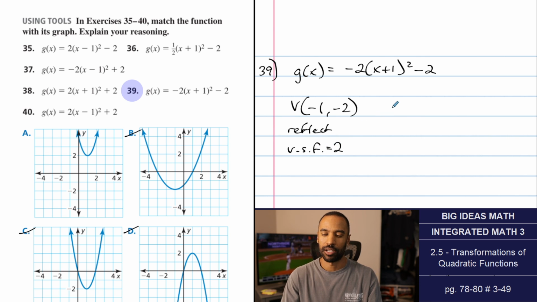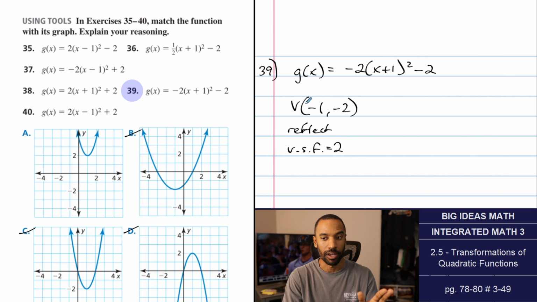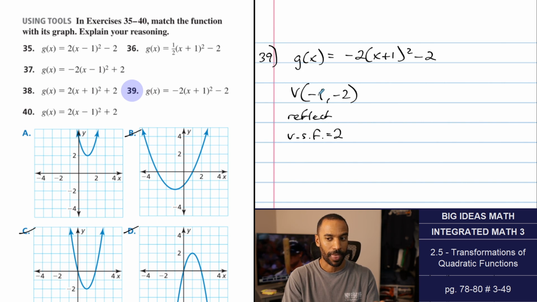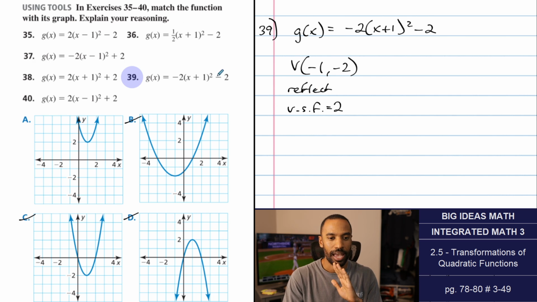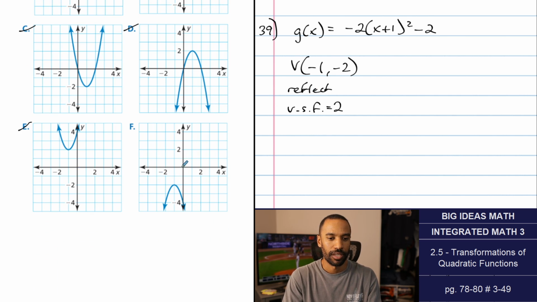By the way, I want to state this right now. I am describing this backwards. Keep that in mind. Well, sort of. I said the vertex is this. I didn't say translate this, so maybe it's not backwards. I stated the vertex. Anyway, it must be F. Negative 1, negative 2, flipped over. Yep, it's going to be F.